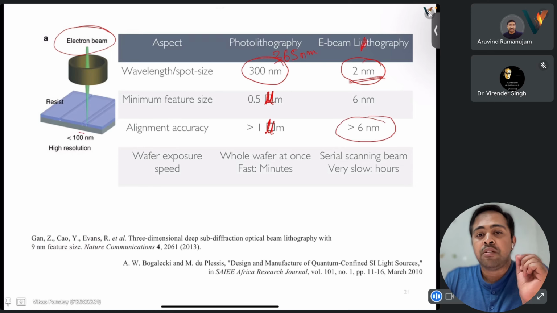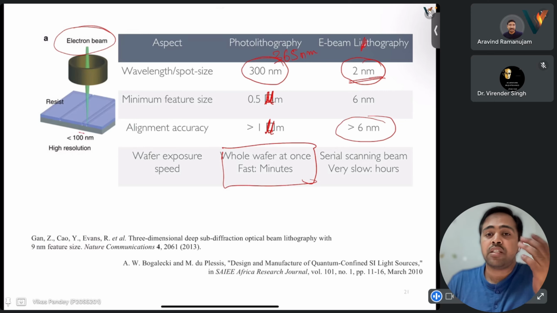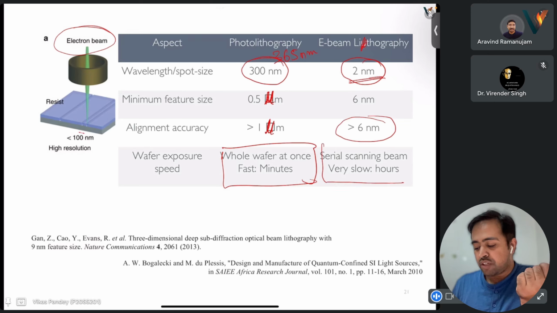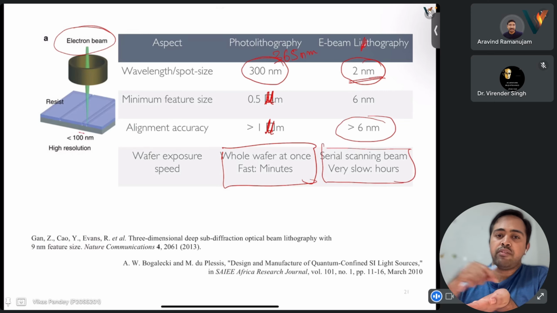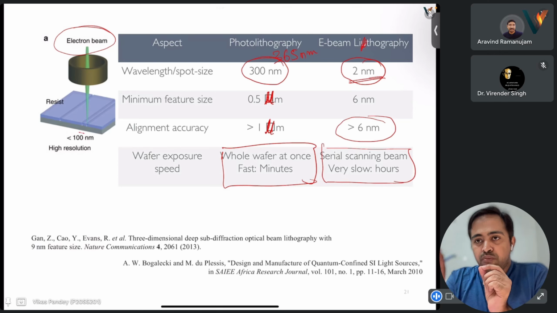But the difference is that in photolithography, we can do it at a very fast rate, as the whole thing is exposed at once using a physical mask. Whereas e-beam lithography is slow because the electron beam has to move throughout the wafer slowly, line by line, exposing a small area at a time. Fine.